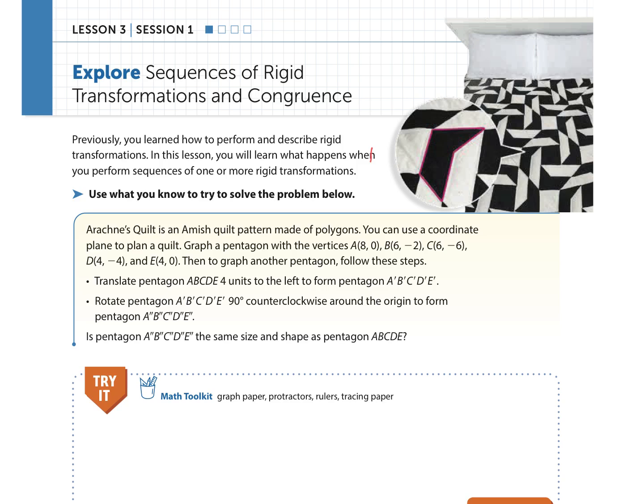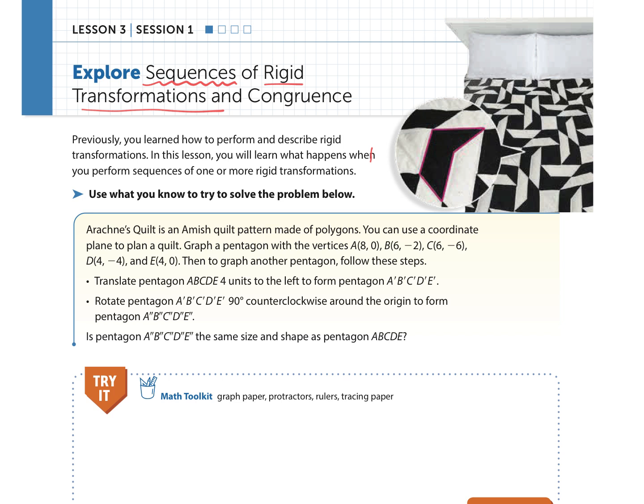All right, so we are starting lesson 3. This is session 1, and the whole purpose or big idea of this lesson is that we are now going to be looking at a sequence of rigid transformations. So what does that mean? It means we're doing more than one. So in lesson 2, we did one transformation at a time. In this lesson, we're going to be doing 2 transformations, sometimes maybe more. So let's see what's happening.